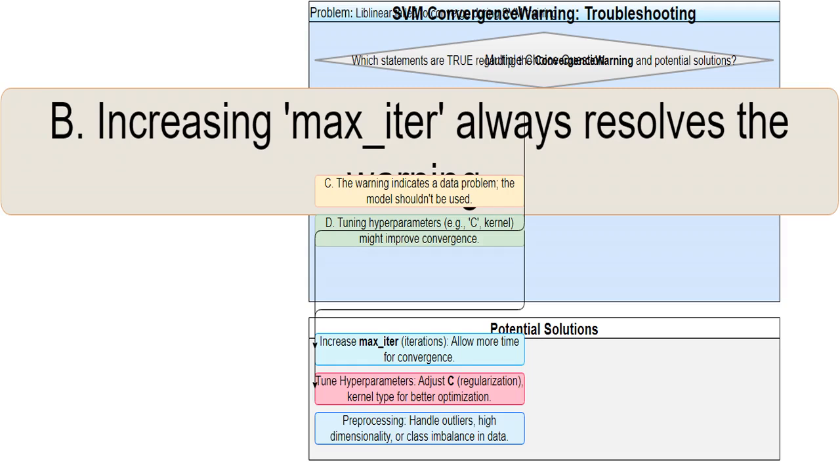Increasing max_iter, the maximum number of iterations, gives the algorithm more time, but it doesn't fix underlying problems. Think of it as giving the valley searching person more time to walk. They might get closer to the bottom, but they might still be stopped by some other obstacle. There could be other issues like poorly chosen parameters that aren't solved by just giving more time.